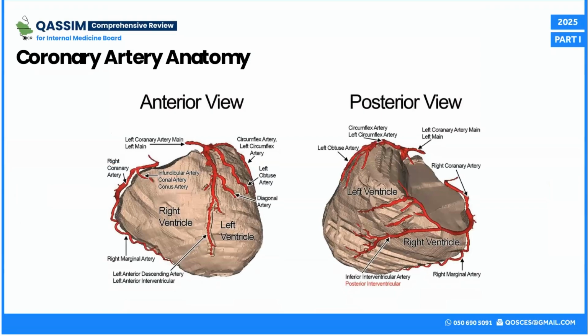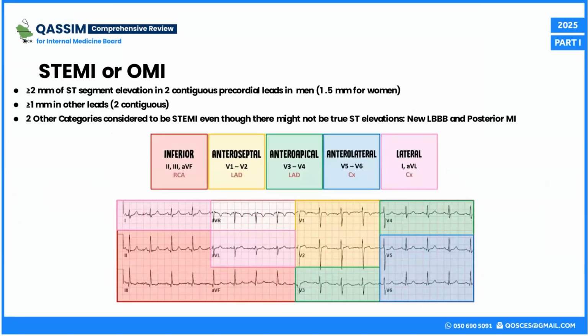So a STEMI, or obstructive myocardial infarction, is more than 2 millimeter ST segment elevation in the precordial leads, or 1.5 in women, or more than 1 millimeter in other leads, which is the limb leads. A new left bundle branch or a posterior MI are both considered obstructive myocardial infarction, and posterior MI is usually looked for in leads V1, V2, and V3 with ST segment depression. A new left bundle branch in the setting of hemodynamic instability is considered a STEMI equivalent.